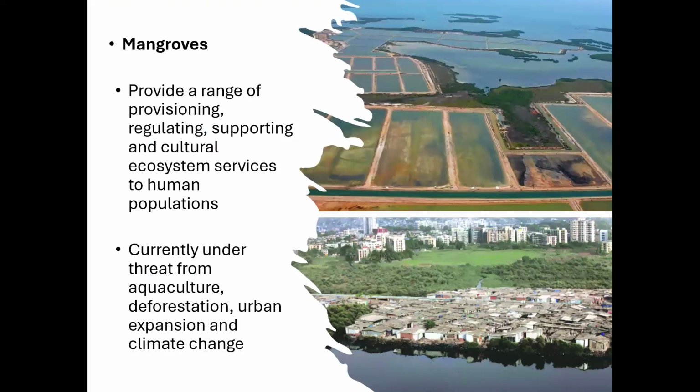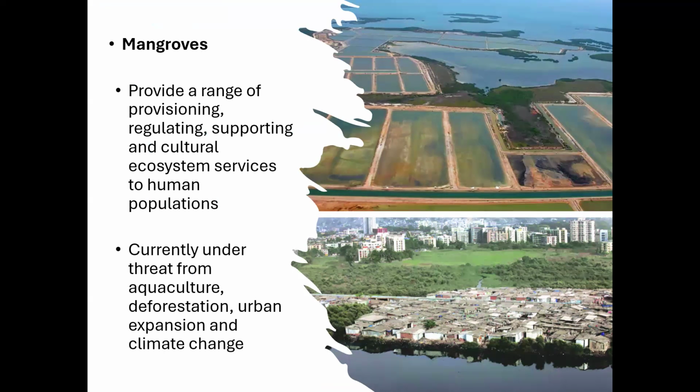Now, the importance of mangroves is that they provide that broad range of provisioning, regulating, supporting, and cultural ecosystem services to human populations. And one of the biggest ones that's been worked on recently is that ability to mitigate climate change by locking away large amounts of carbon in the ecosystem themselves.